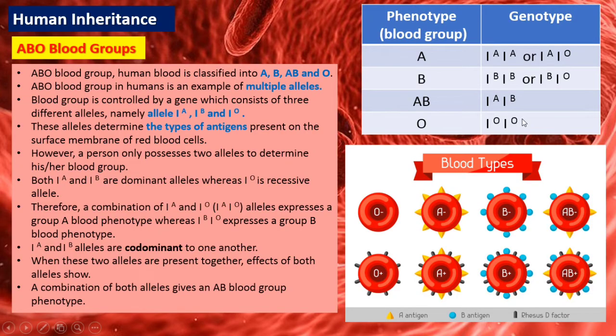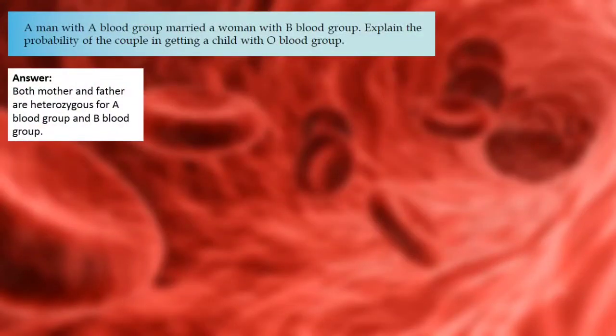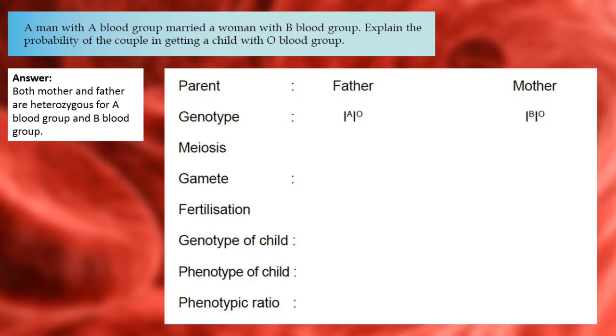So this is an example of inheritance in humans. A man with A blood group marries a woman with B blood group. Explain the probability of the couple getting a child with O blood group. So how does a man with blood group A, married to a woman with blood group B, have a probability of getting a child with blood group O? Both mother and father must be heterozygous to get a child with blood group O.